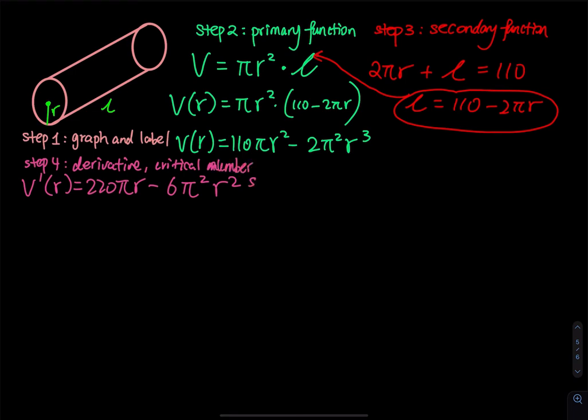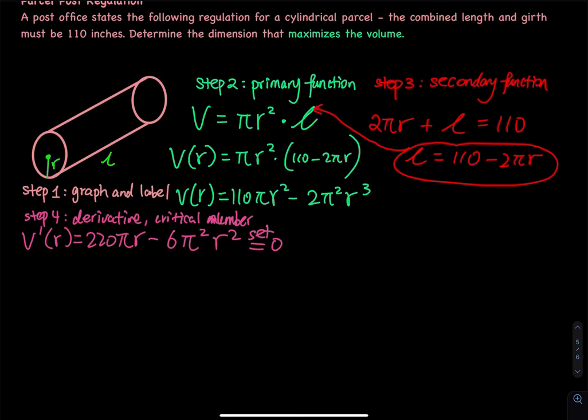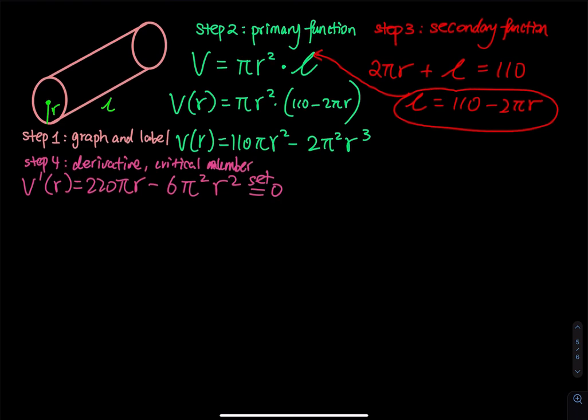So to find the critical number, you have to set the first derivative equal to 0. The reason for setting that equal to 0 is because what are we trying to do? We are trying to maximize the volume, right? So let's say we have this parabola, and this point is the maximum, right? What else can you say at this point?